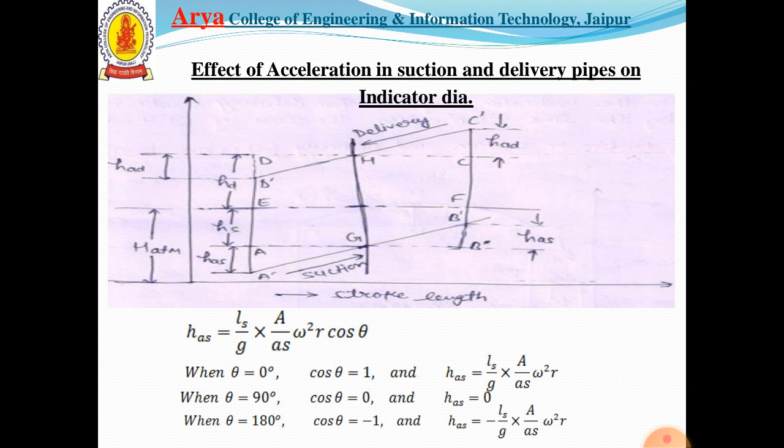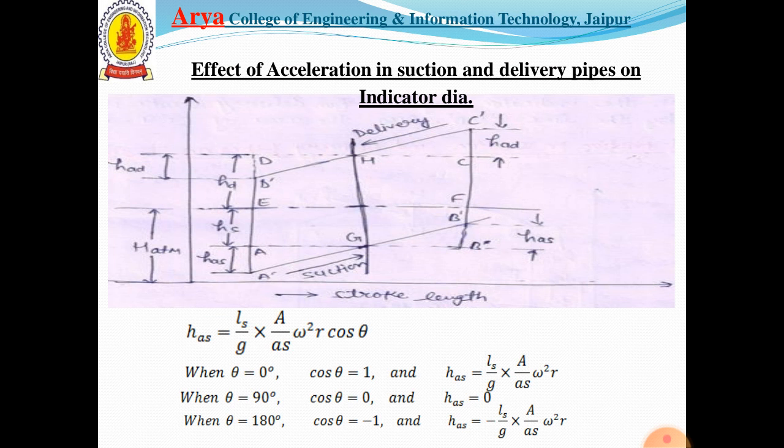Now the effect of the acceleration in the suction and delivery pipes on the indicated diagram. The effect of the acceleration can be easily shown by the indicated diagram. Let us change the shape of the indicated diagram. We can say HAS equals LS upon g into A upon AS into omega square r cos theta. We can discuss the changes with respect to the change in theta.